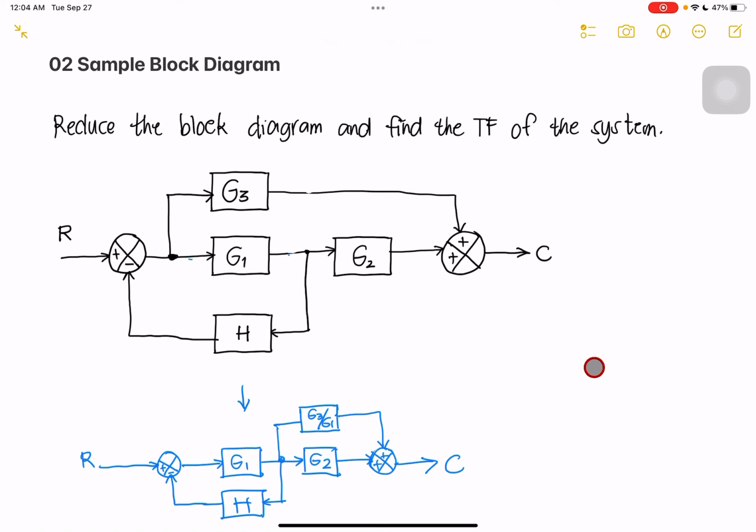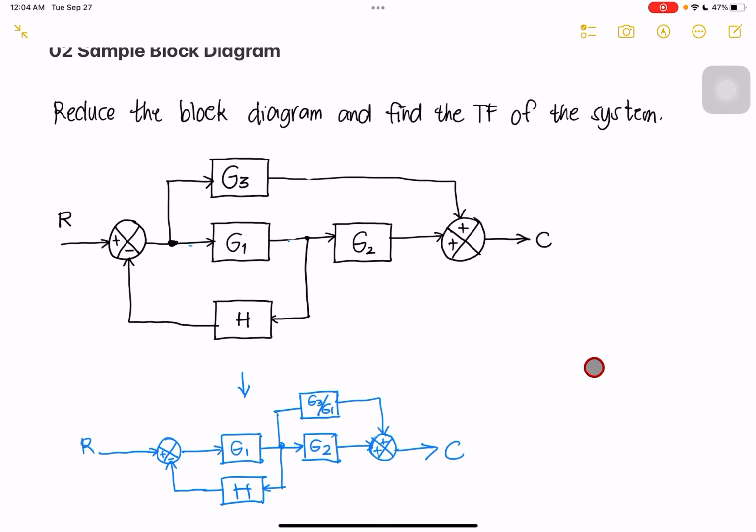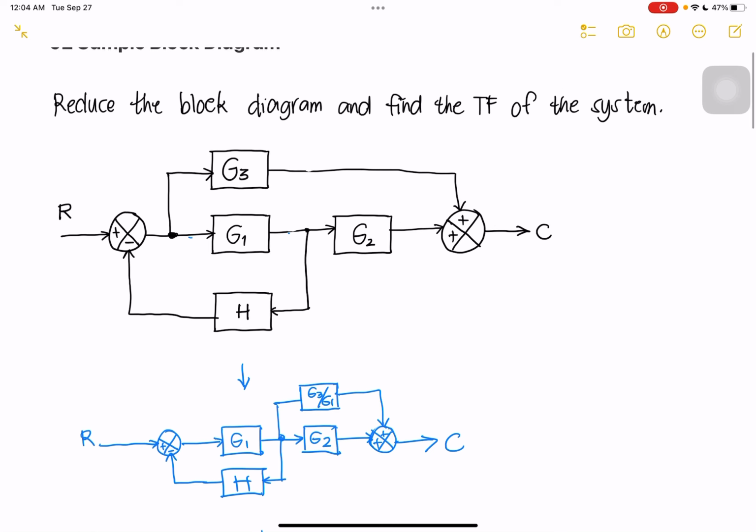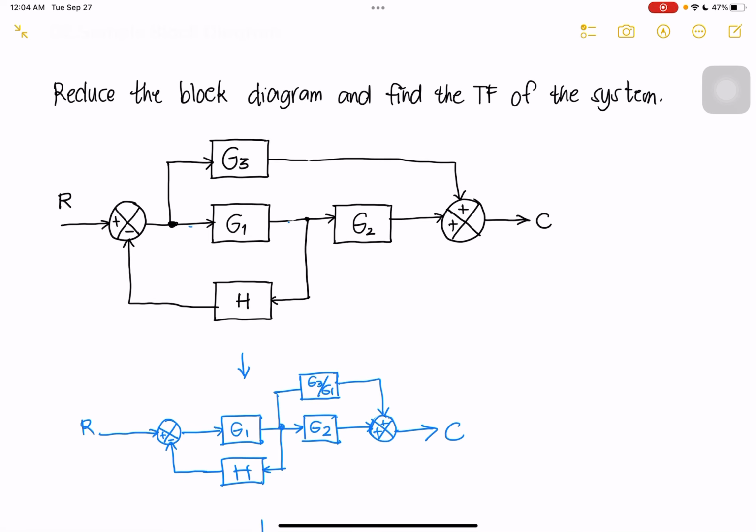Okay, so for this one, reduce the block diagram and find the transfer function. How will we know that we have the transfer function of the system? That's if we come up with a single block na may output and input. Okay, so this is the original block diagram. Then, i-reduce natin siya. Anong first natin gagawin?